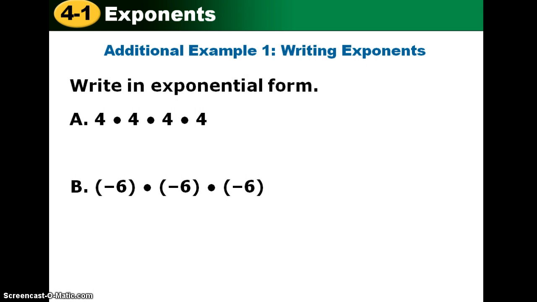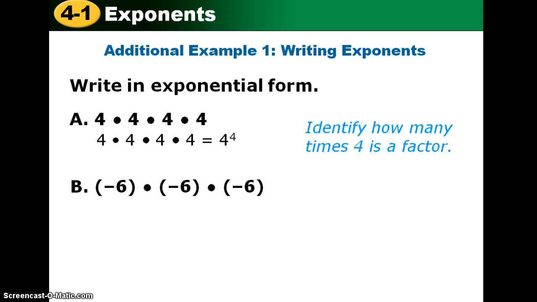Let's see what these would look like in exponential form. First, we see what number we're multiplying repeatedly, which would be 4. Because we're multiplying 4 over and over again, that is our base number. Our exponent will be how many of them there are. There happen to be 4 4s, so we would write it as 4 to the 4th power.